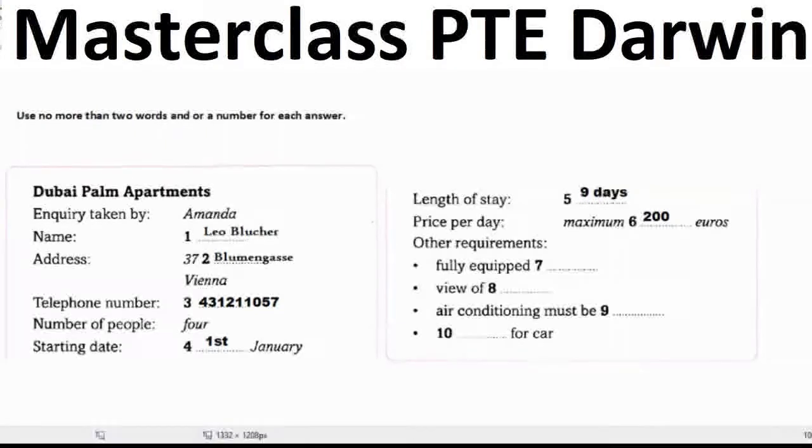So what he needs is a fully equipped kitchen. Kitchen, yes. Okay, spelling needs to be correct as well. Kitchen is K-I-T-C-H-E-N. So now let's move on to another thing.